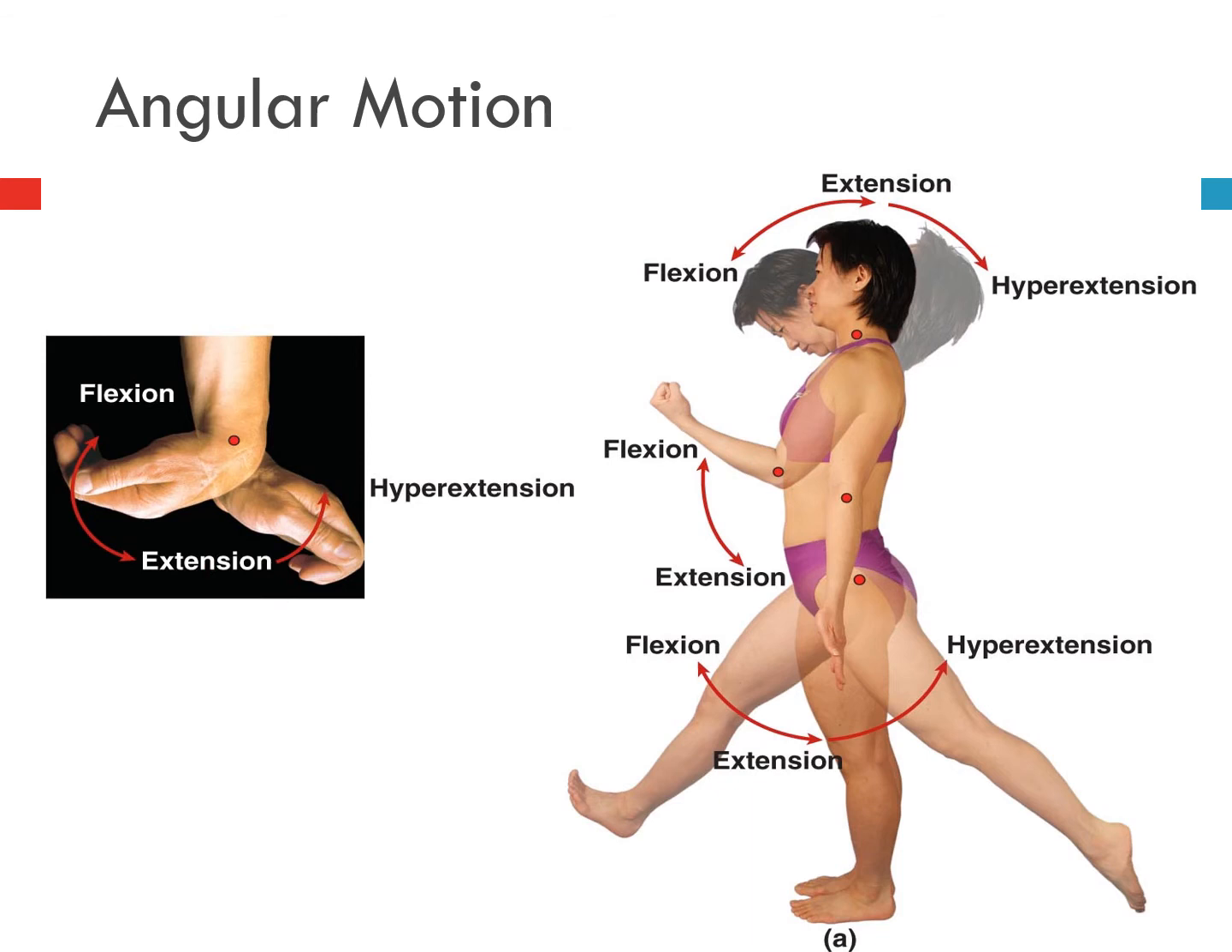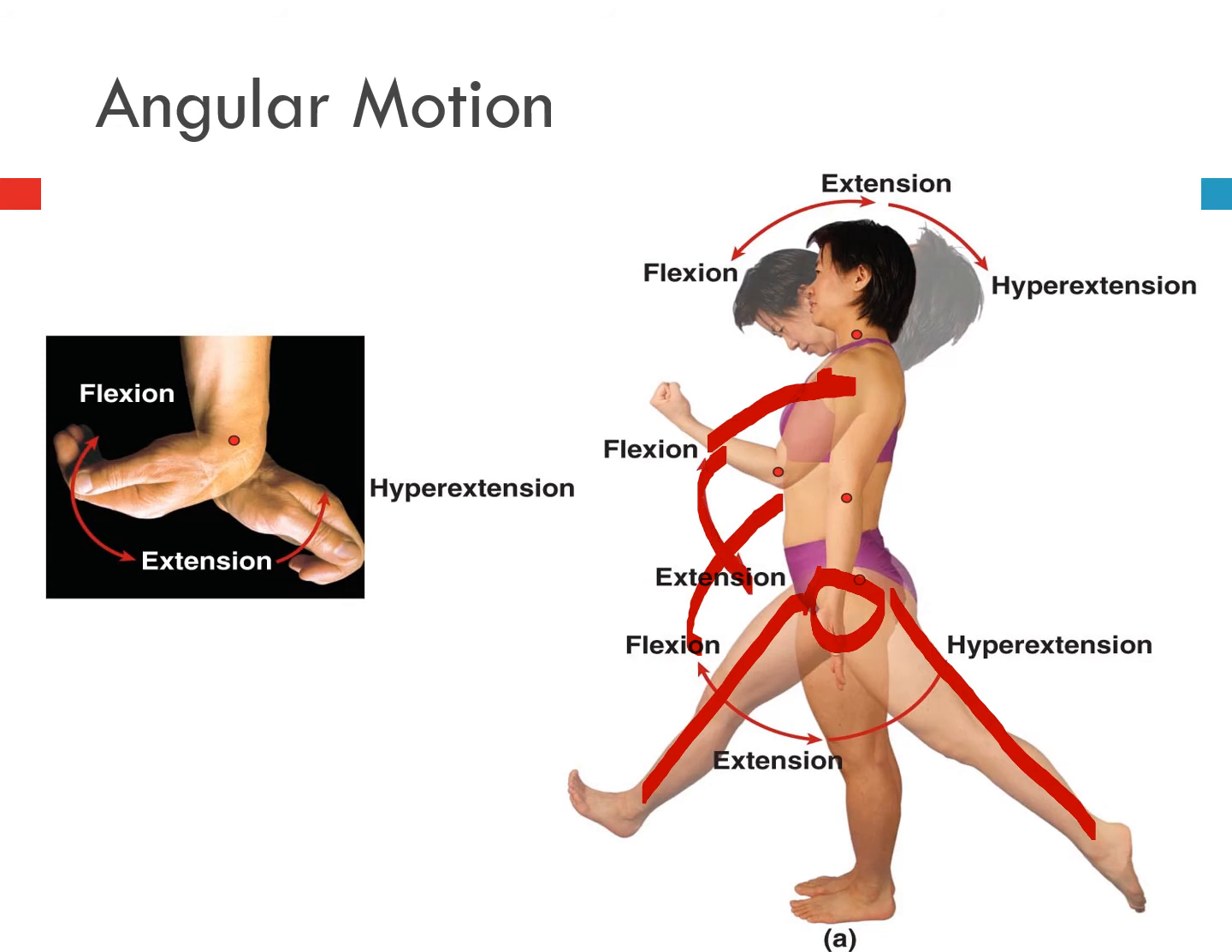And then we're also showing those same ones here at the hip. So flexion is bringing the leg forward, so you're decreasing the distance between your leg and your body. Extension is standing straight, so your joint at the hip here is extended. And then hyperextension is bringing your leg backwards. Flexion at the elbow is bringing your forearm towards your shoulder. Extension is bringing it away.